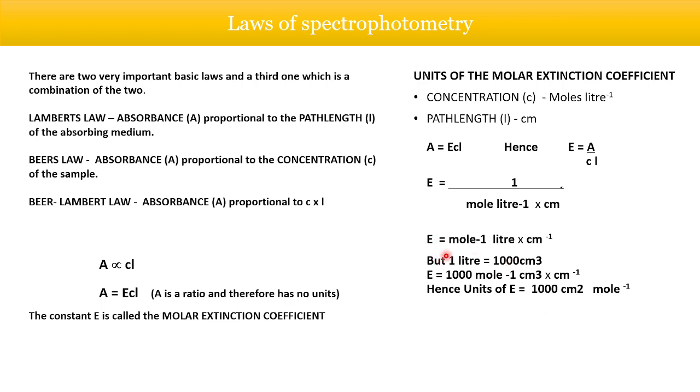So these are the two units of your molar extinction coefficient, and you can expect an MSQ like this. There you would be given 4 options of the units of molar extinction coefficient, and you would be asked which two of them are correct, or which of these are the units of molar extinction coefficient. Then you have to take these two answers.